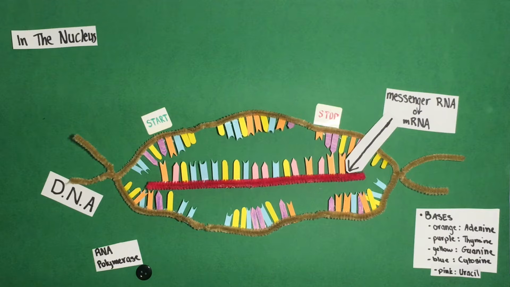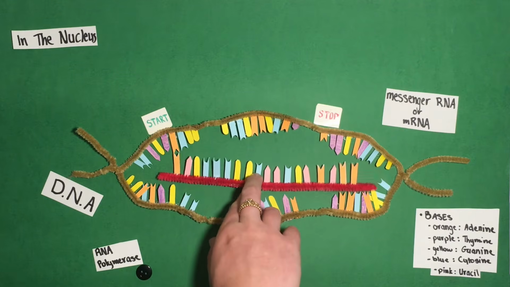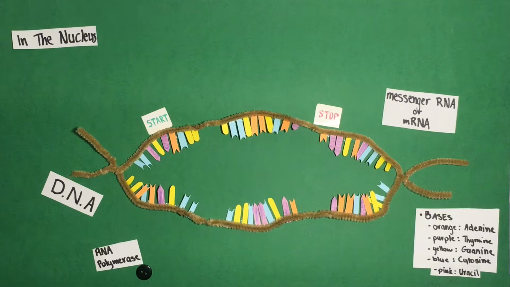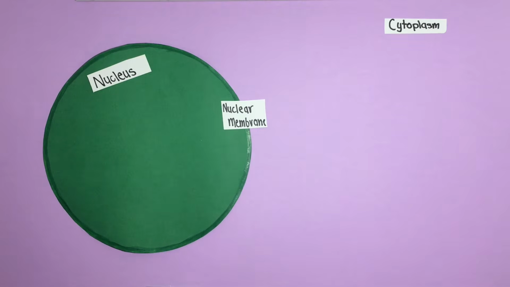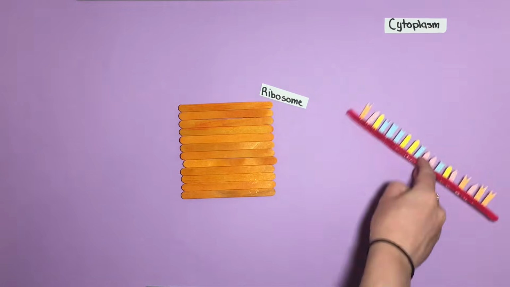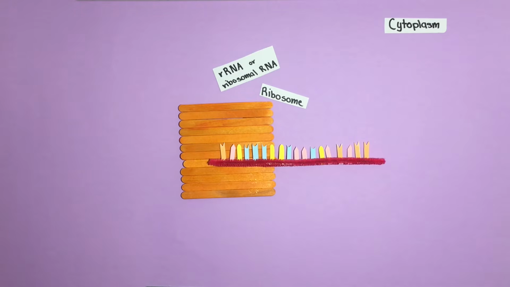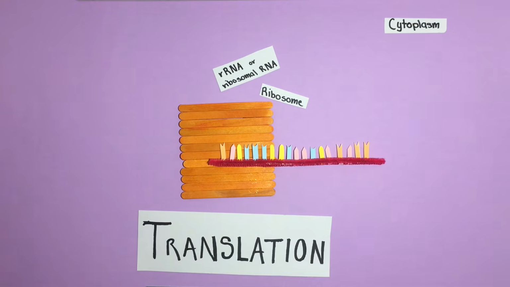This provides the specific codes and information of the exact order of amino acids that need to be bonded together to form a polypeptide. Once formed, the mRNA then travels from the cell's nucleus through the nuclear membrane and into the cytoplasm, where it will attach to a ribosome made of rRNA or ribosomal RNA. Thus begins the next step of translation.